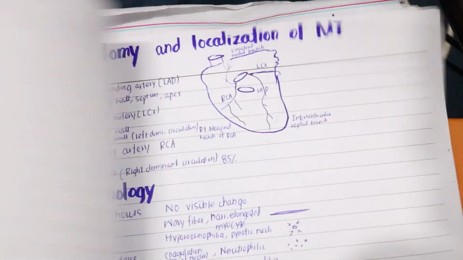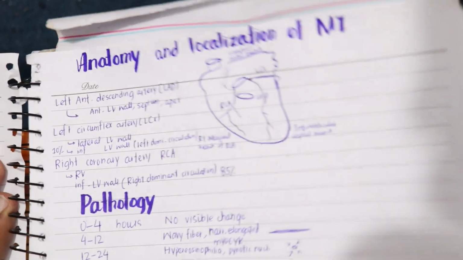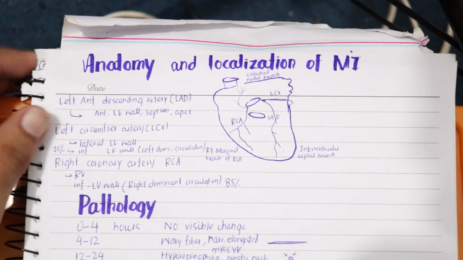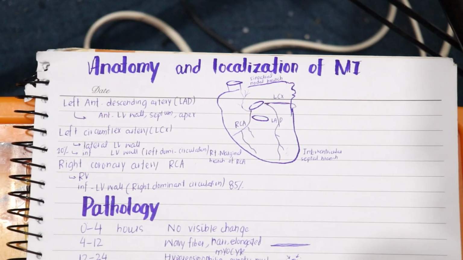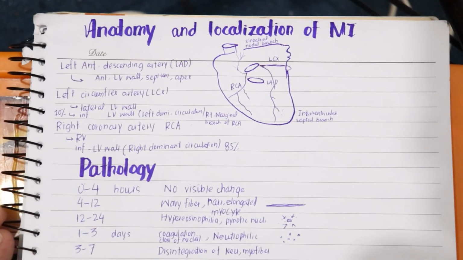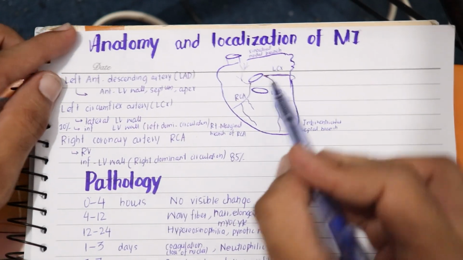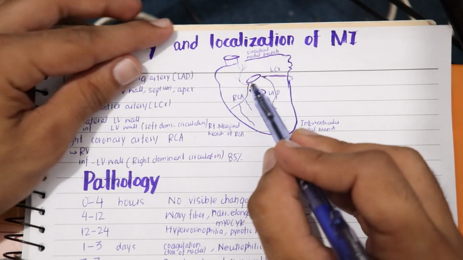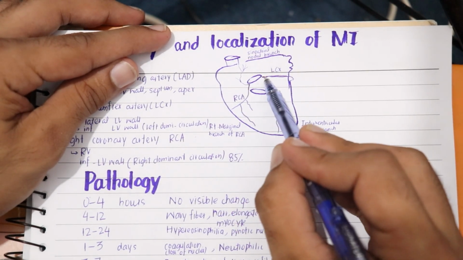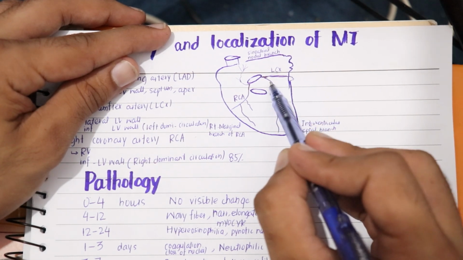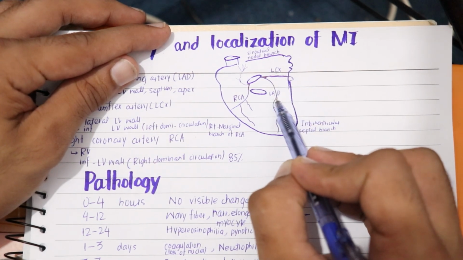Okay, now let's come to anatomy and localization of MI. Suppose a patient is having MI, myocardial infarction. How do we locate which place of the heart is dead? Look at this heart. It has basically two main vessels: the right coronary artery and the left main. The left main is further divided into the left circumflex artery and the left anterior descending artery.